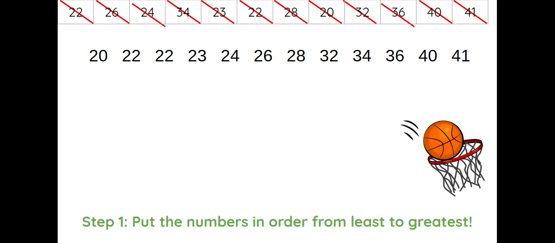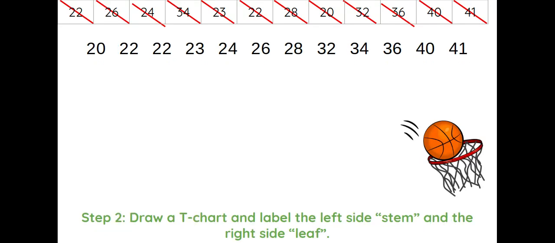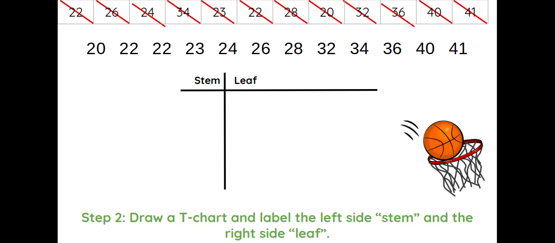Let's look at step 2. Step 2 says draw a T-chart and label the left side stem and the right side leaf. So we're going to draw a T-chart, and then we're going to label the left side stem and the right side leaf. And as the definition explained, a stem and leaf plot shows each data point separated into a stem and a leaf. So let's look at step 3 to see how we can separate the data points.